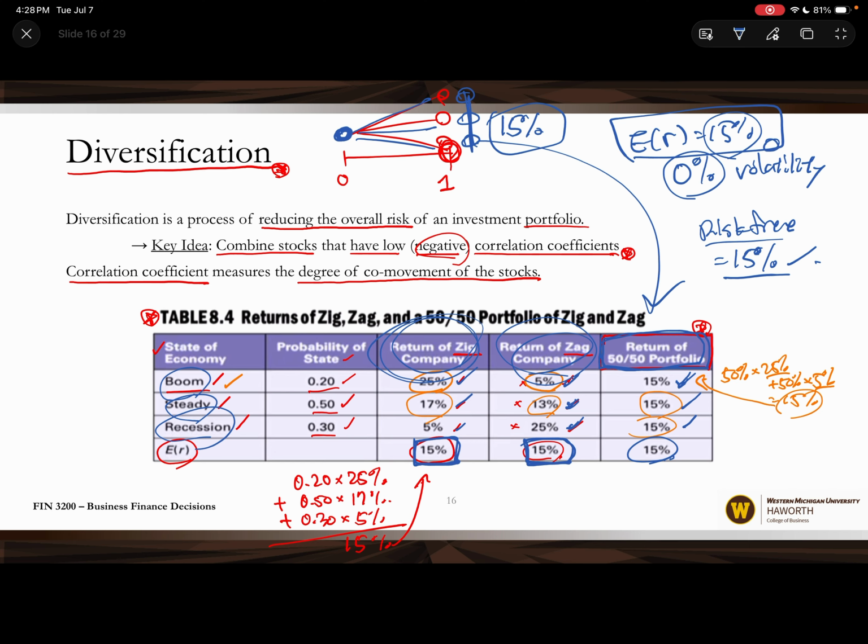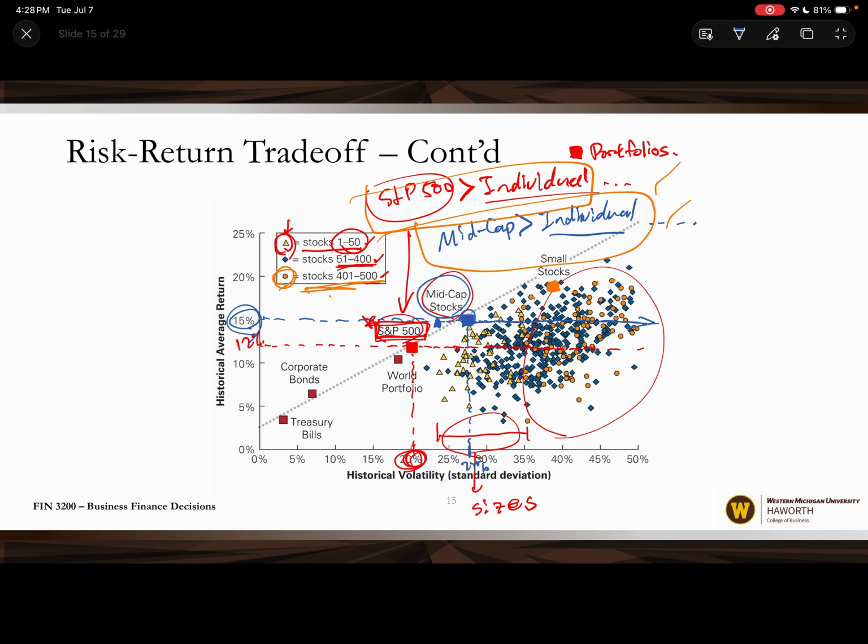If we combine stocks like ZIG and ZAG that move in opposite directions, that's the negative correlation coefficient example, the portfolio reduces the risk. Here we did an extreme example where the risk becomes zero, but the risk is reduced. And that's exactly what we saw in the previous slide here.